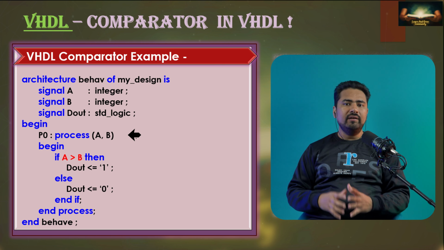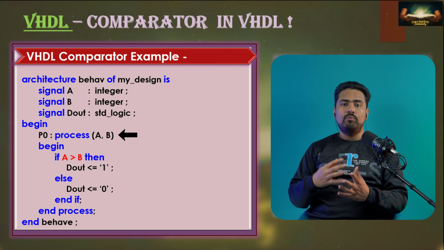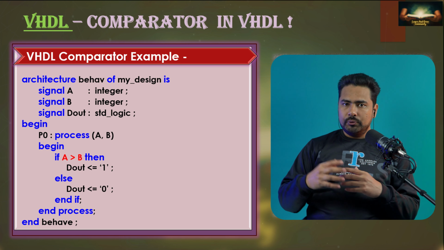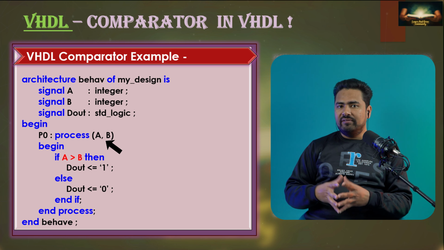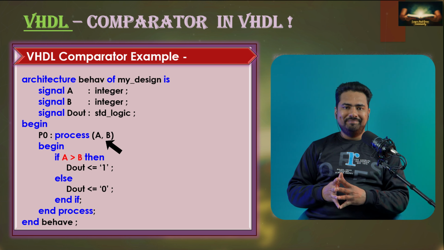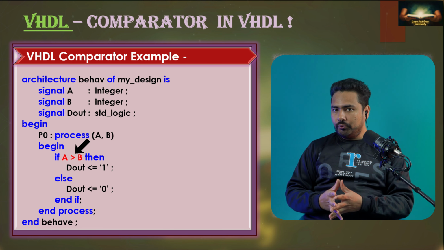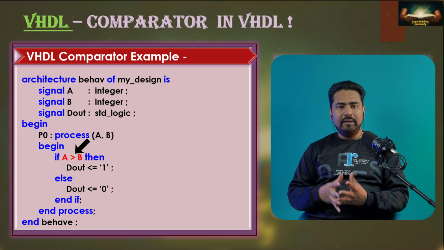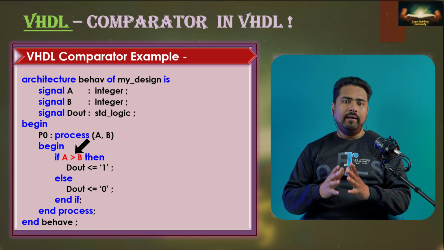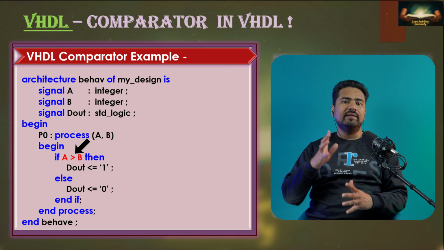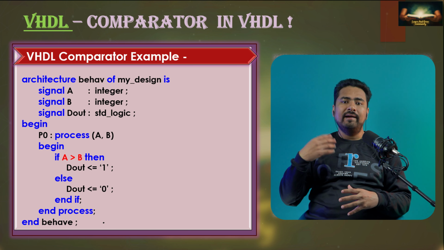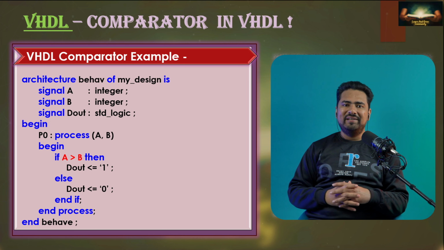Note that we have written these conditional statements inside the process block, or you can say inside the combinational process block. So signal A and B are listed in the sensitivity list, meaning the process will execute when any of these signals change. Now, if this condition is true, meaning if A is greater than B, then D out will be 1. Else, if this condition A is greater than B is false, then D out will be 0. Then end if, end process and end architecture. So this is very simple.